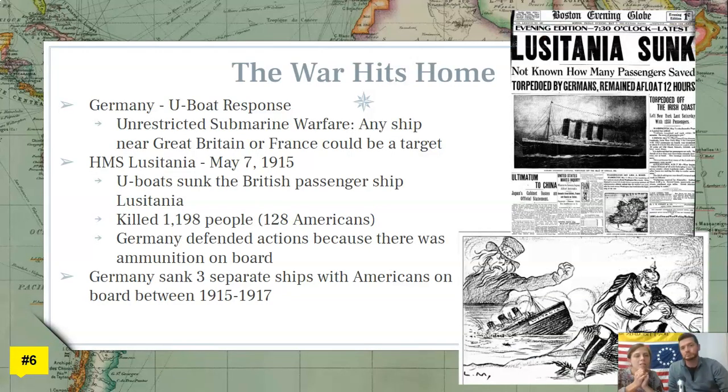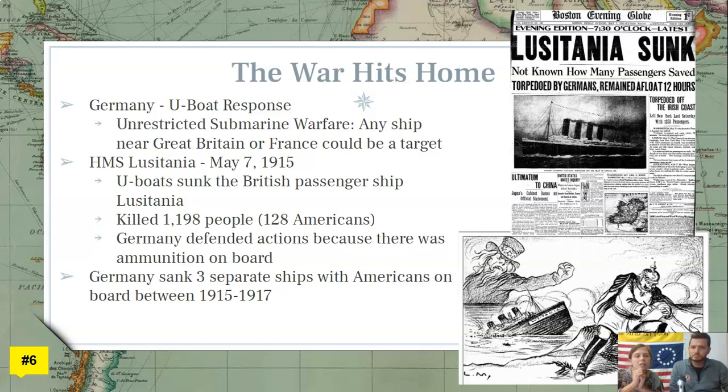All right, so the war does eventually hit home. German U-boats are German submarines, and they are patrolling unrestricted waters outside of the borders of Great Britain and other surrounding countries. If any ship strays outside of protected waters, which isn't very far from British land, Germany has said we will attack these boats.